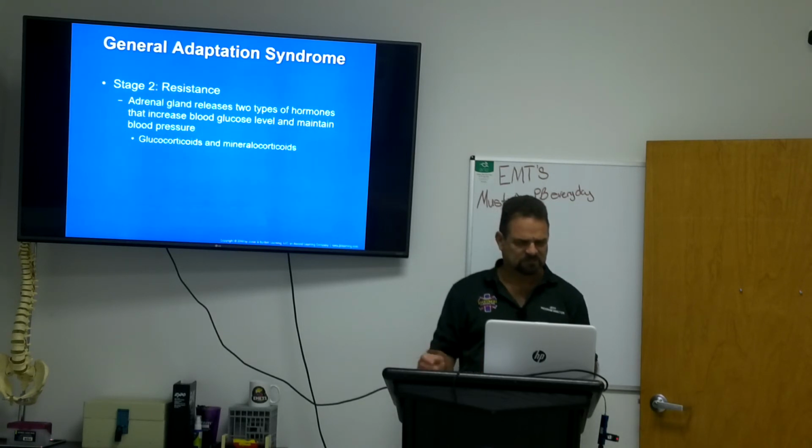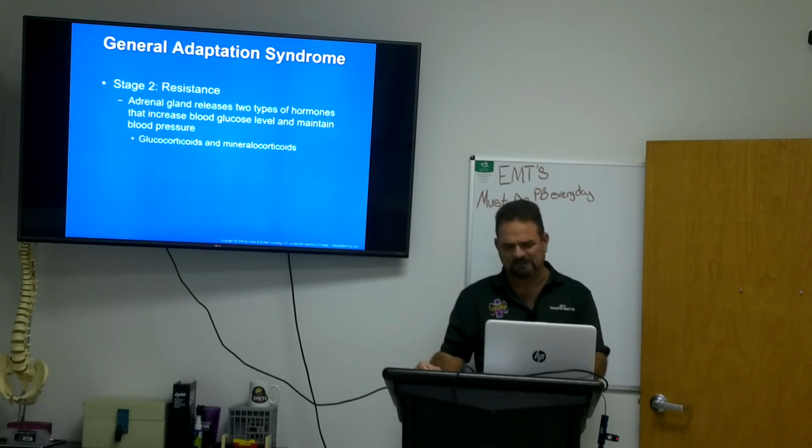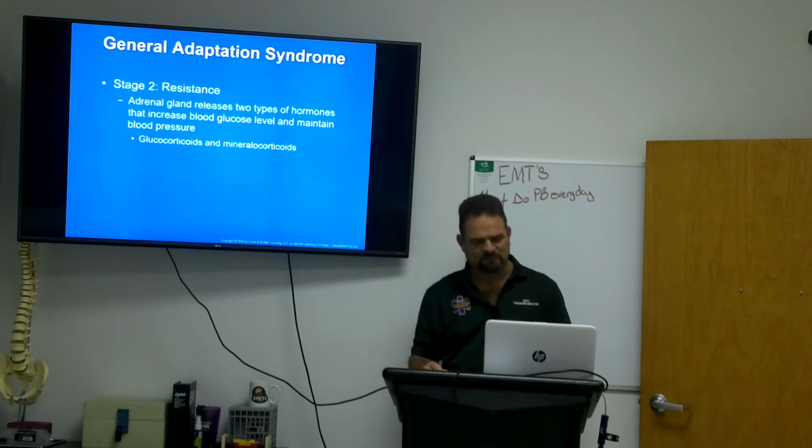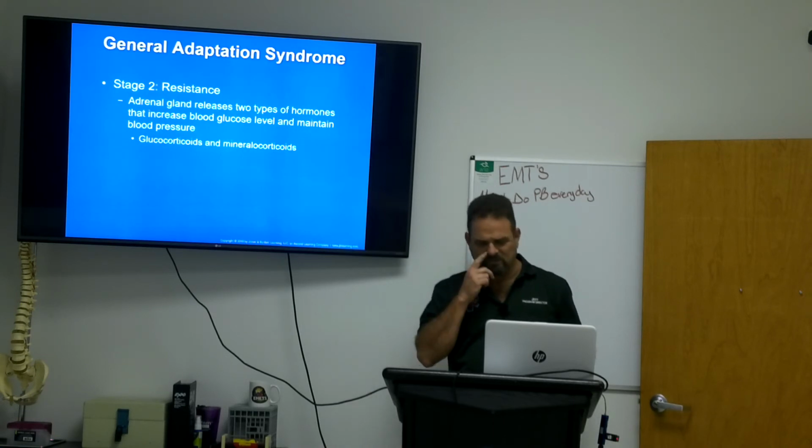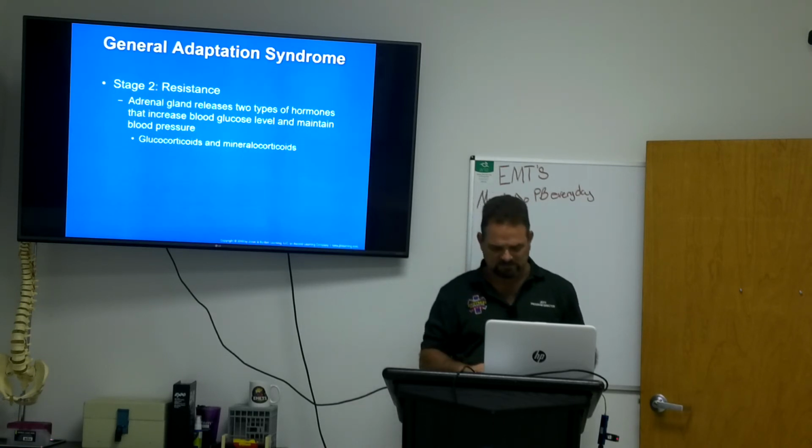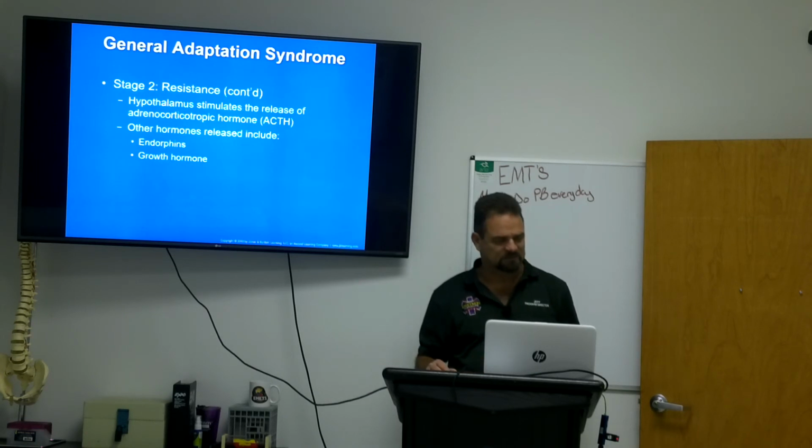Stage two, resistance. The adrenal gland releases two different types of hormones. It's the body's way of adapting to stressors. It stimulates the adrenal gland to secrete corticosteroid hormones that increase blood glucose level and maintain blood pressure. Glucocorticoids and mineralocorticoids are what is stimulated and released.